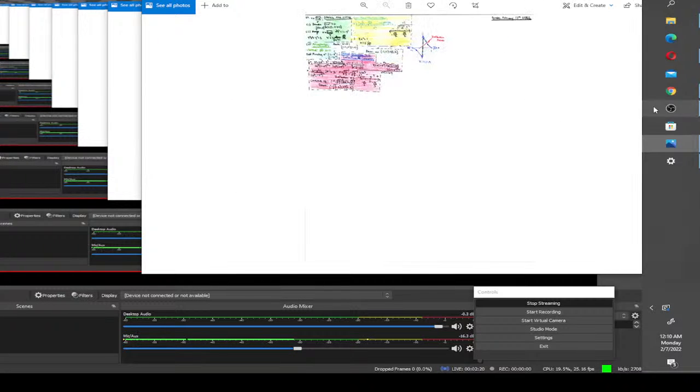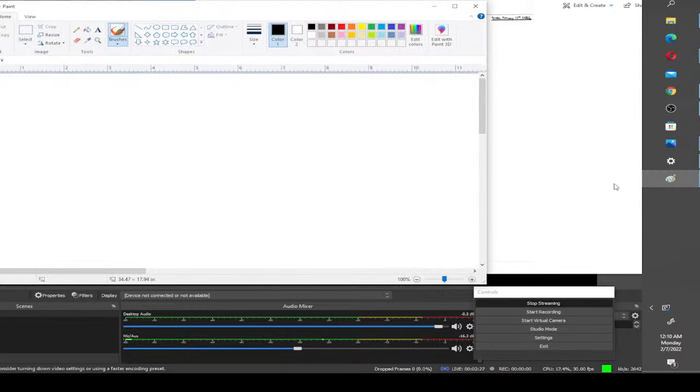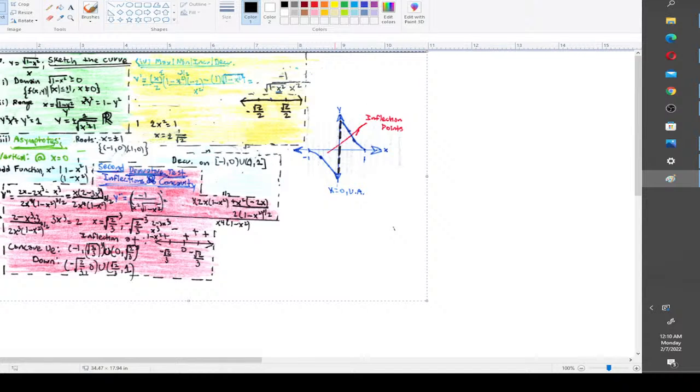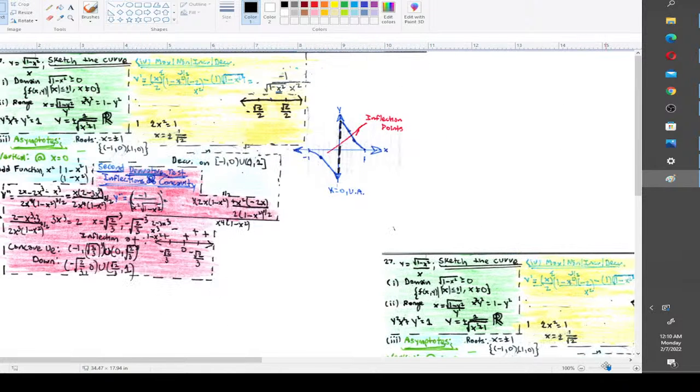Alright, this is my first video, so it's not gonna be perfect, but as time goes on, I'll make it better. This is my scan, by the way. Alright, so let me paste it in the paint. Let me start with just this piece first right here, sketch the curve. So, crop.